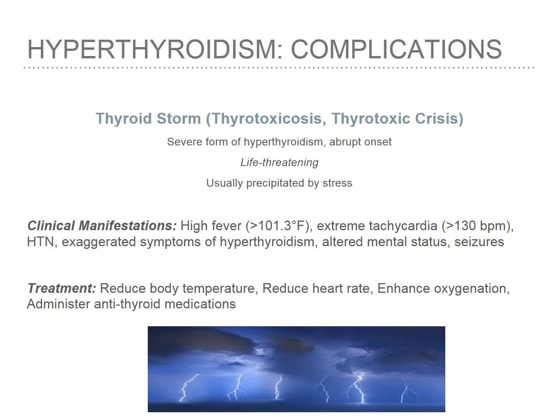So your clinical manifestations, you're going to have very high fevers, usually greater than 101. It can be as high as 106, really, really high fevers. Extreme tachycardia, that's over 130 beats per minute. Hypertensive, so systolic hypertension, where their systolic blood pressure is going to be very elevated. Exaggerated symptoms of hyperthyroidism, all the signs and symptoms I mentioned on the previous slides, just more exaggerated, heightened and more severe. Altered mental status, they could be restless, agitated, might have some confusion. Seizures are also possible. Our big thing is treating the cause of the thyroid storm and treating the signs and symptoms that are happening with it.